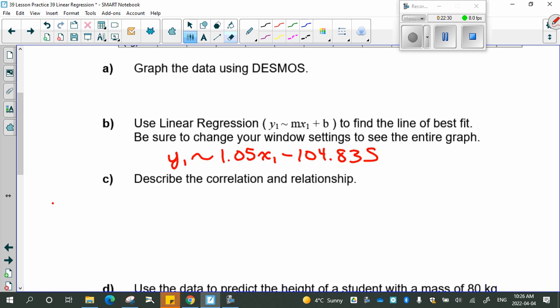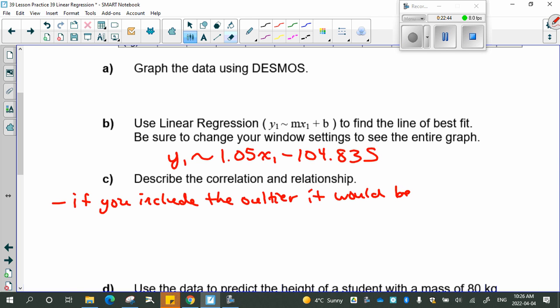So if you include the outlier, it would be a weak positive correlation. Remember, because it was only a 0.4 something?